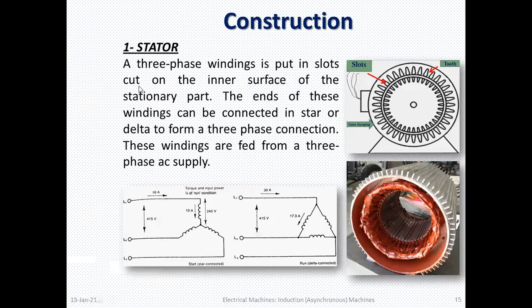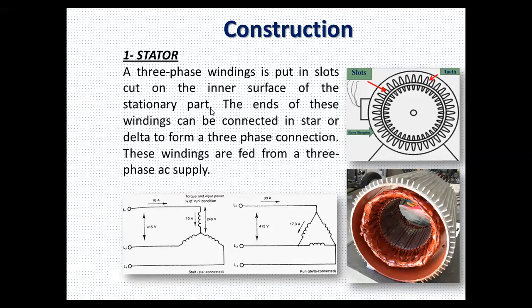In the stator, a three-phase winding is put in the slots cut on the inner surface of the stationary part. The ends of these windings can be connected in star or in delta to form a three-phase connection. These windings are fed from a three-phase AC supply. So here you see, from the construction point of view, these are the slots. Here windings are placed, these are the teeth, and here the three-phase supply is given.